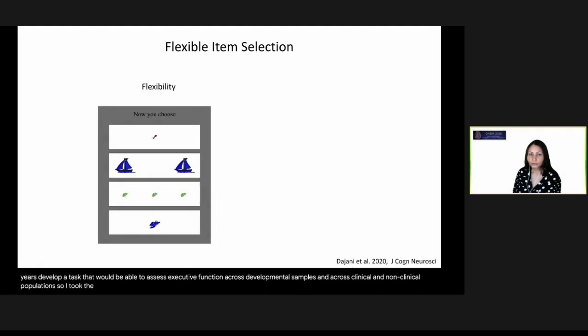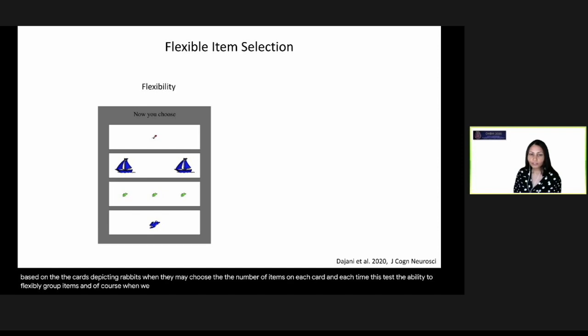So we took the flexible item selection task and adapted it to the scanner environment. And this is a task where participants are simply asked to choose two items that go together. They may choose based on color, they may pick the two blue items, they may choose based on the identity of the object, so they may choose the cards depicting rabbits, they may choose the number of items on each card. And each time this tests the ability to flexibly group items.